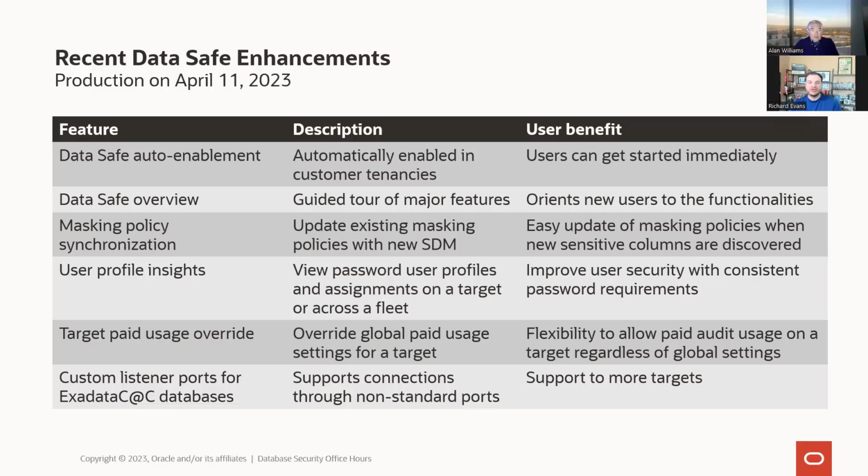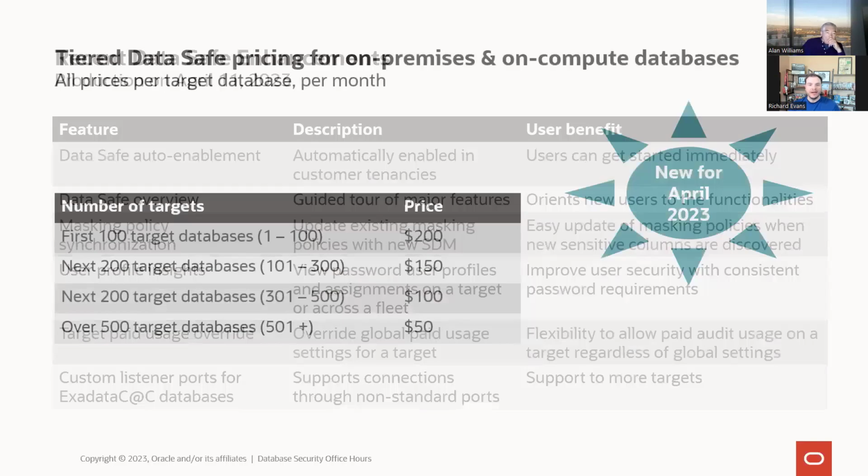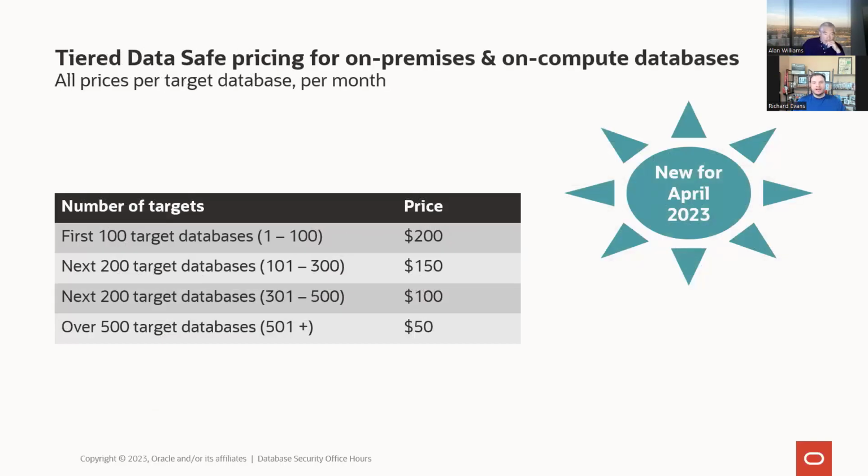If you've got some databases where you want to override the global paid usage fee, maybe they're PCI databases, or maybe the other way, they're dev databases and we don't really care, you can override some of those global settings. And if you're using Exadata Cloud at Customer or non-standard ports, you can take advantage of Data Safe with support for custom ports. Maybe it's 1522, 1526, whatever port you use. You can do that with Oracle Data Safe now. And the thing a lot of folks are excited about is the tiered pricing that Data Safe has introduced. Depending on the number of targets, that tiered pricing goes down as you register more targets with Oracle Data Safe.